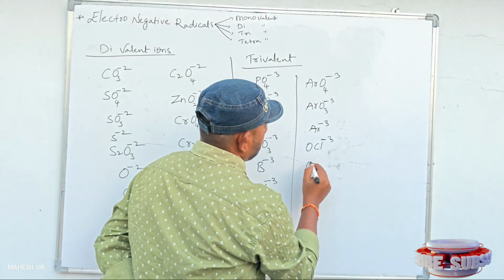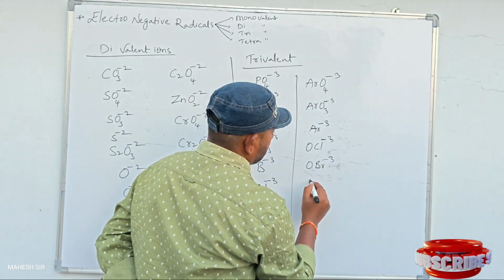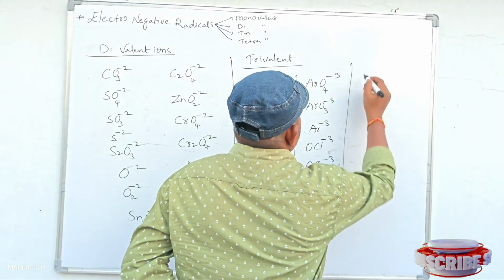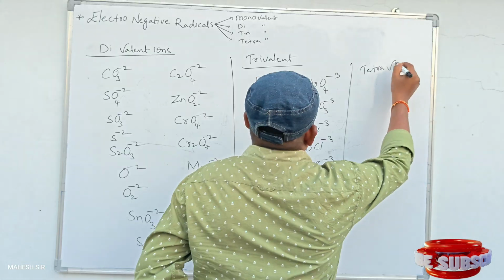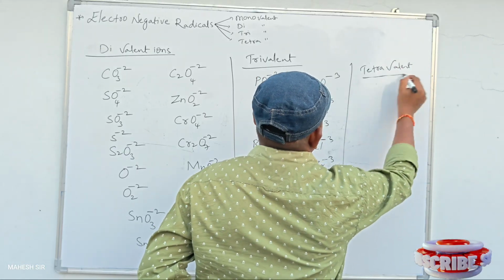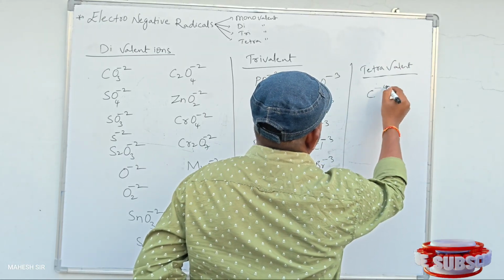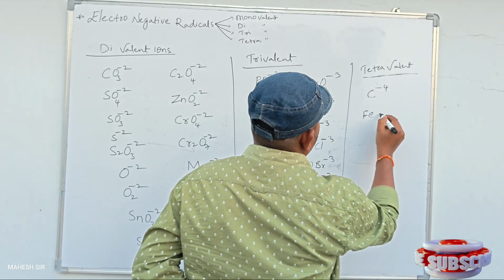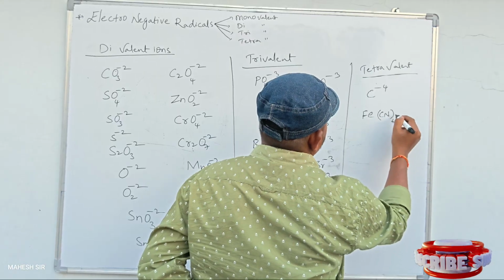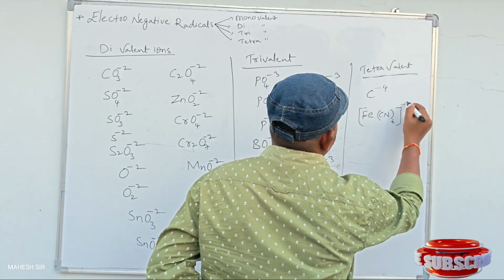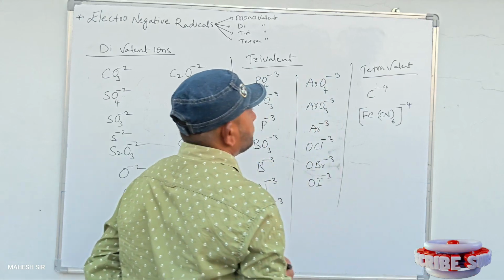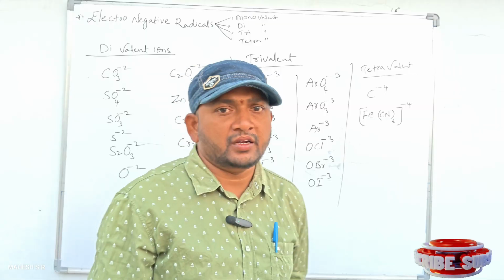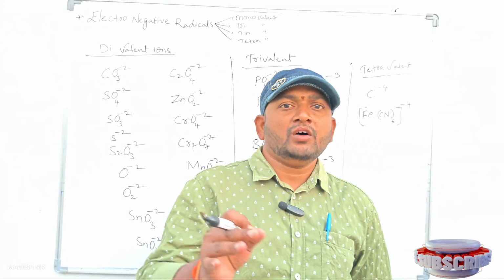Oxychloride, oxybromide, oxyiodide. Next, tetravalent. In tetravalent, carbide, ferrocyanide, hexacyanoferrate. So ferrocyanide, we can call it the ferrocyanide ion. So these are the types of ions.